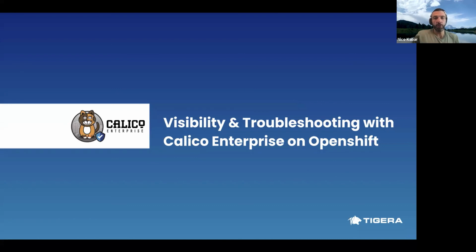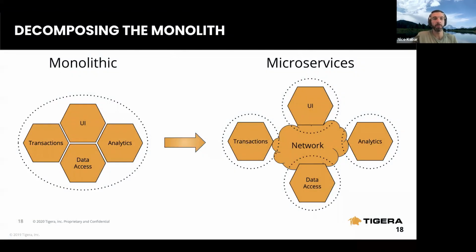So let's switch to visibility and troubleshooting. Now that we've talked about OpenShift as an overview for Calico, and some of the network design and considerations and why Calico can help you, one of the key areas, and the core discussion for our session today, is visibility and troubleshooting, because it's one of the key areas that a lot of customers and users go through as they onboard their applications, especially if they're moving from a monolithic application to a microservice-based application.